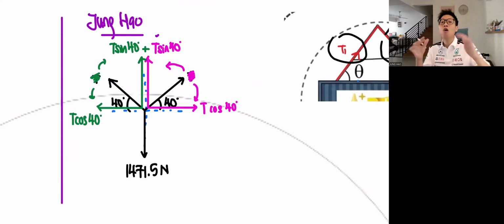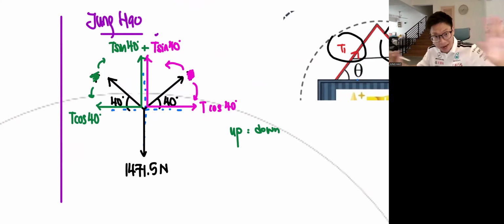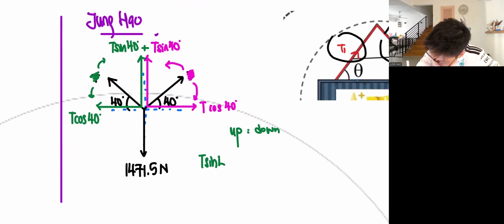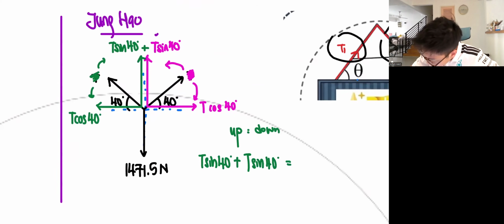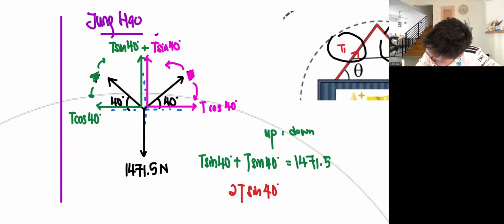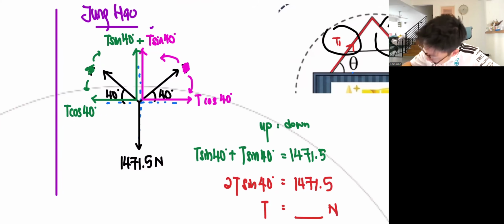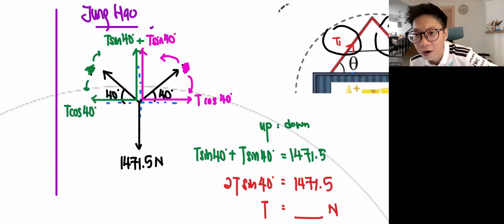So finally, in order to find the final force, we will take whatever is up to be equal to whatever is down. Up force and down force must be balanced, equal. So we will have T sine 40 plus T sine 40 equals to down 1471.5. So what is my force here? It will be 2T sine 40 equals 1471.5. So my tension here will be equal to blah blah blah Newton. Come on guys, can you calculate it out for me right now?